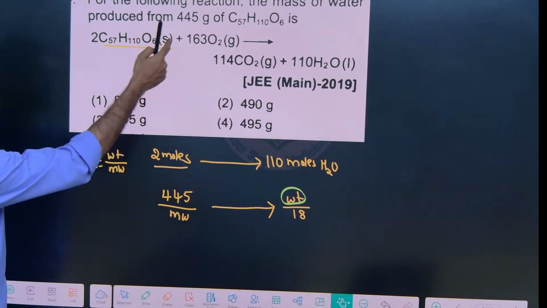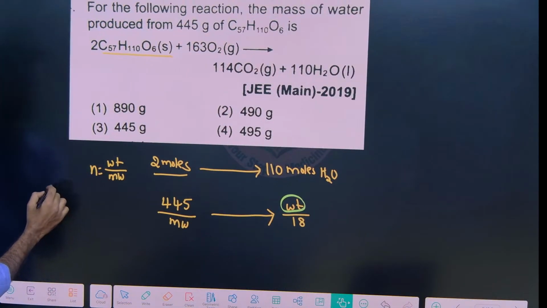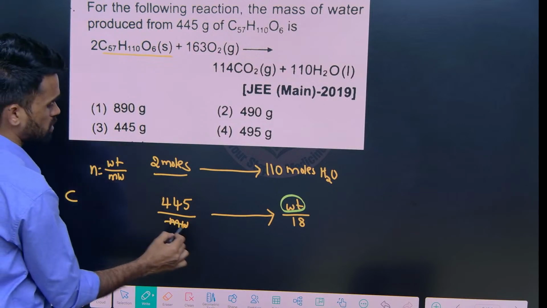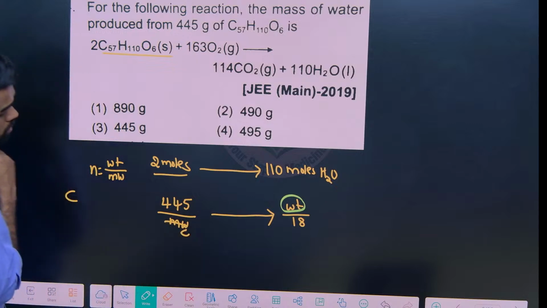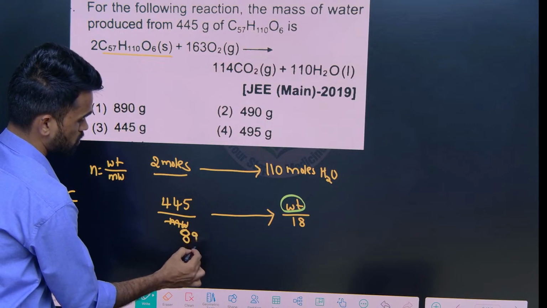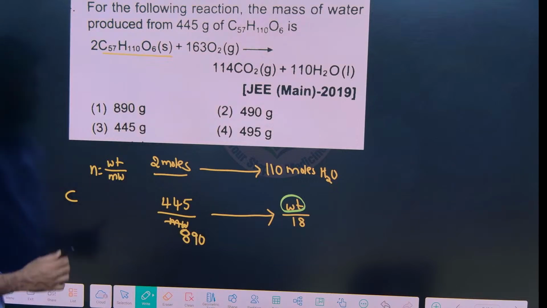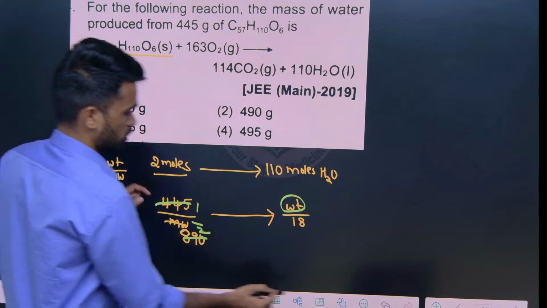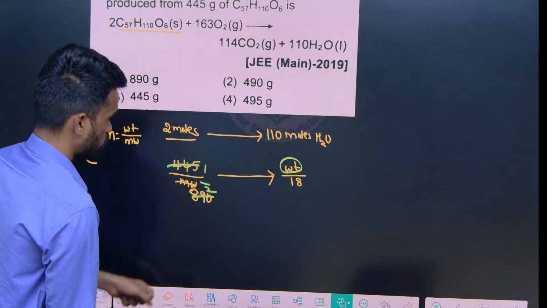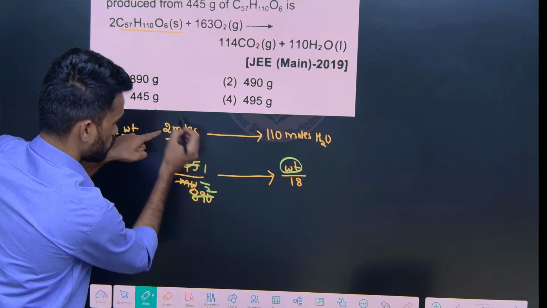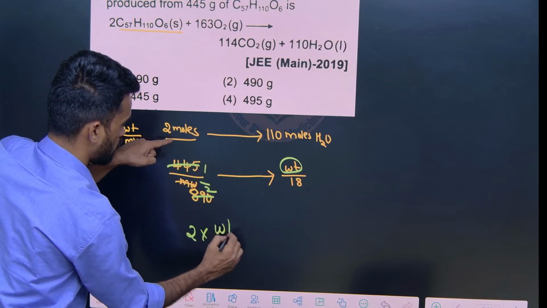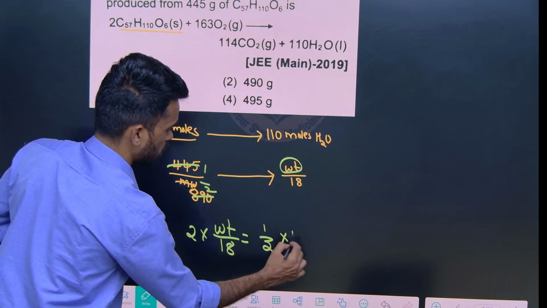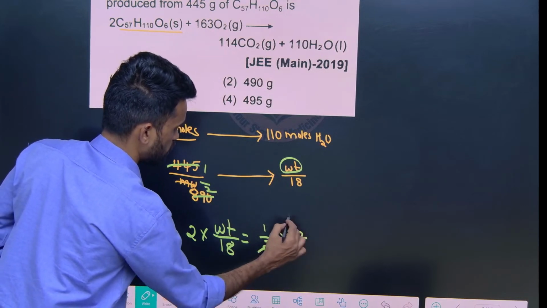First of all, we need to know the molar mass of this substance. C57 H110. So this molar mass will be around 890. What is the molar mass you are going to get here? 890. That's it. So from here you are going to get 1 by 2 moles. So it's easy now. Just see what I am doing. Use the unitary method. 2 into weight of water by molar mass of water. This is 1 by 2 into 110. That's it. So this is 55.